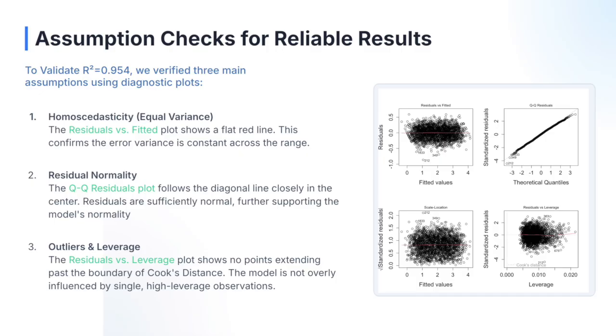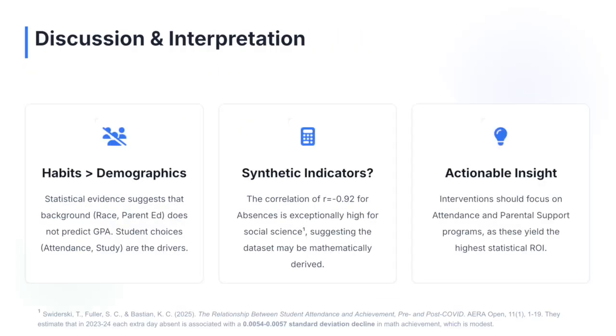Secondly, we tested for normality, and the QQ plot of residuals at the top right hugs the diagonal line closely, so this confirms that the errors were normally distributed. Thirdly, we tested for outliers, and the residuals versus leverage plot at the bottom right showed no point outside of Cook's distance, so it met the assumption. The model, therefore, is statistically sound and meets all of the assumptions as shown.